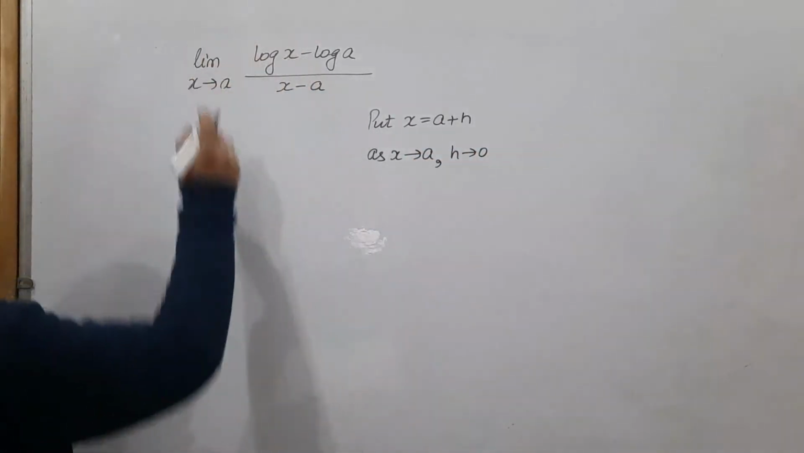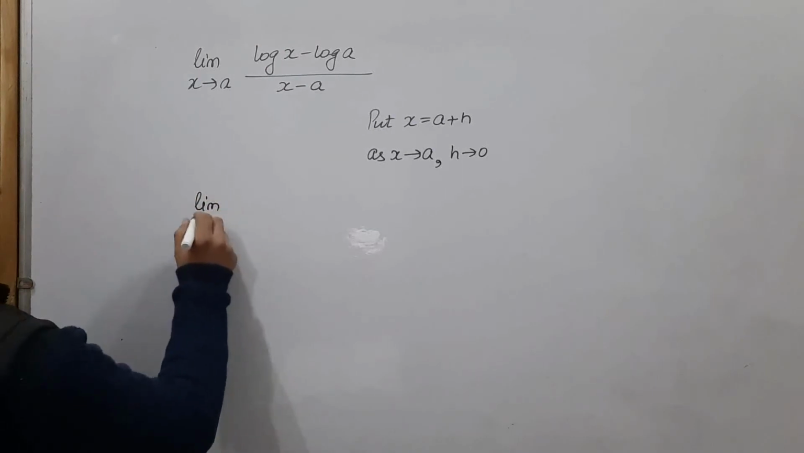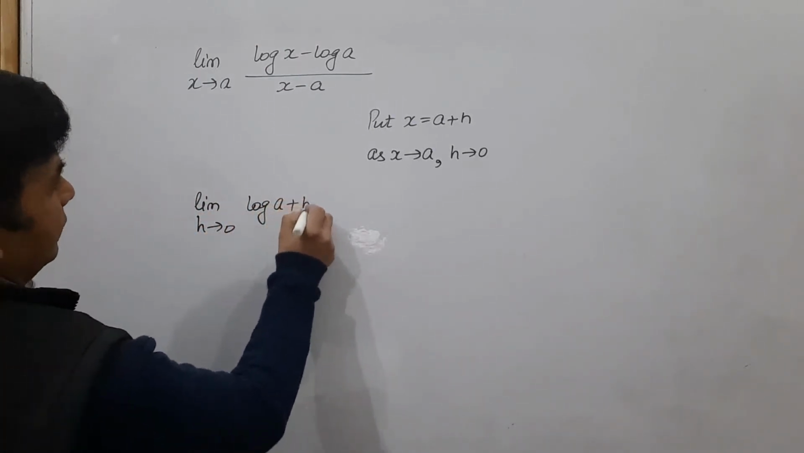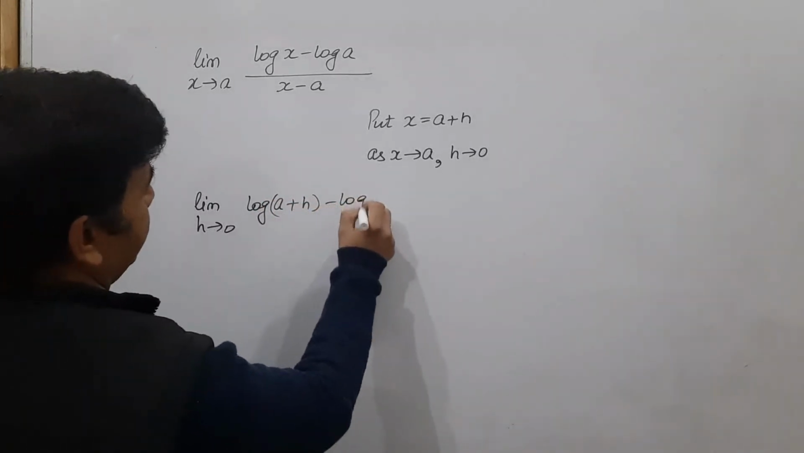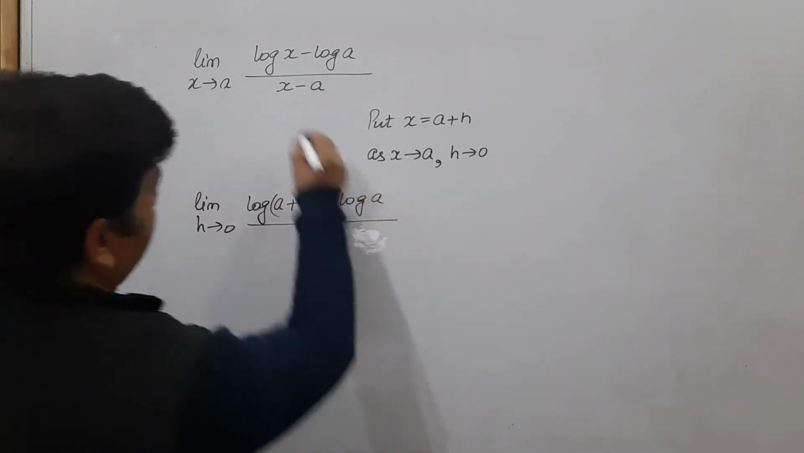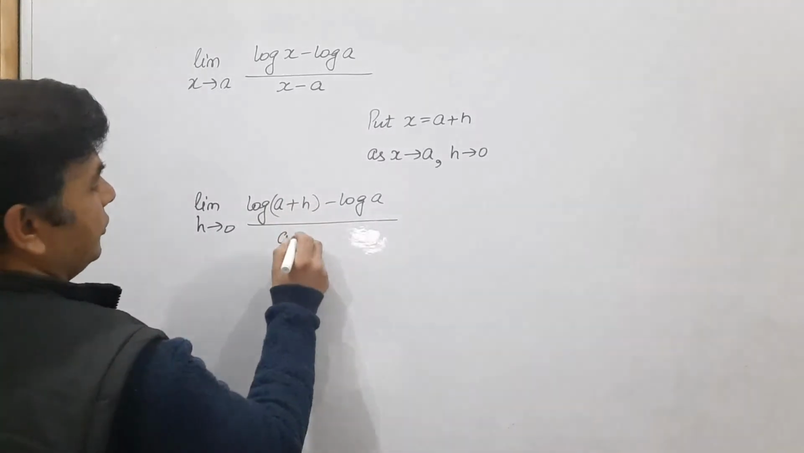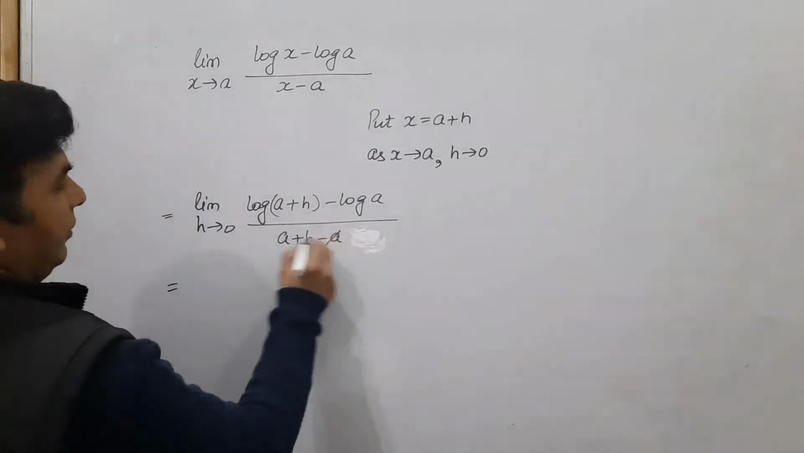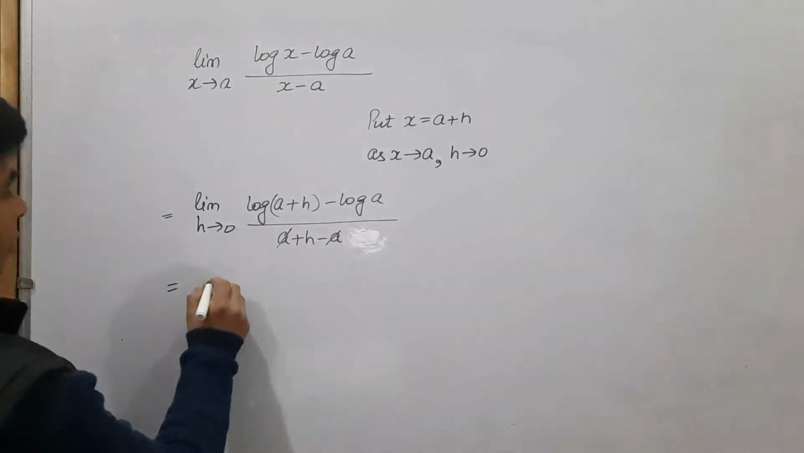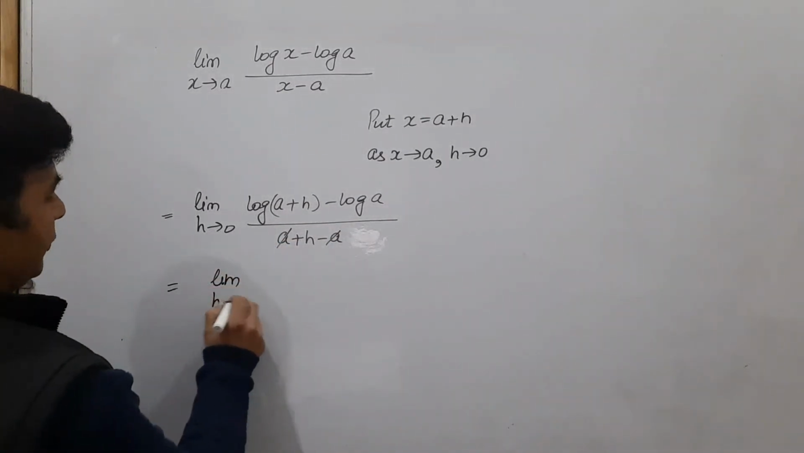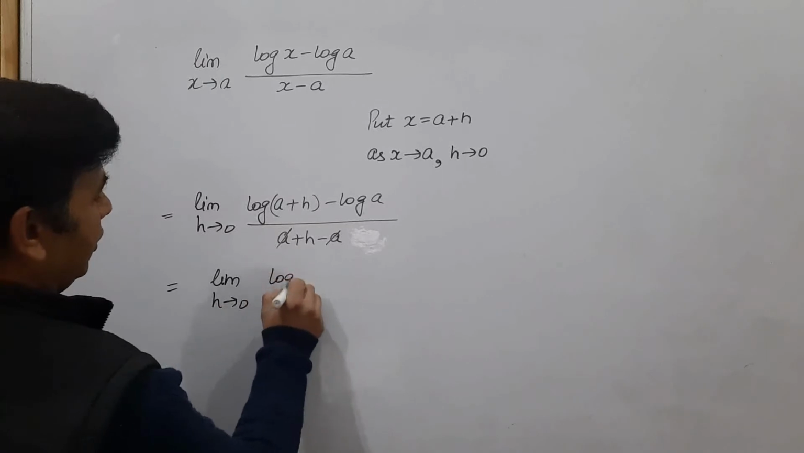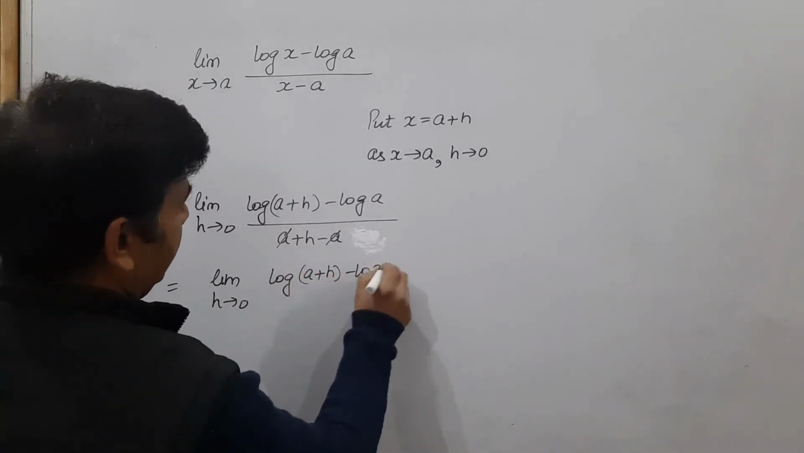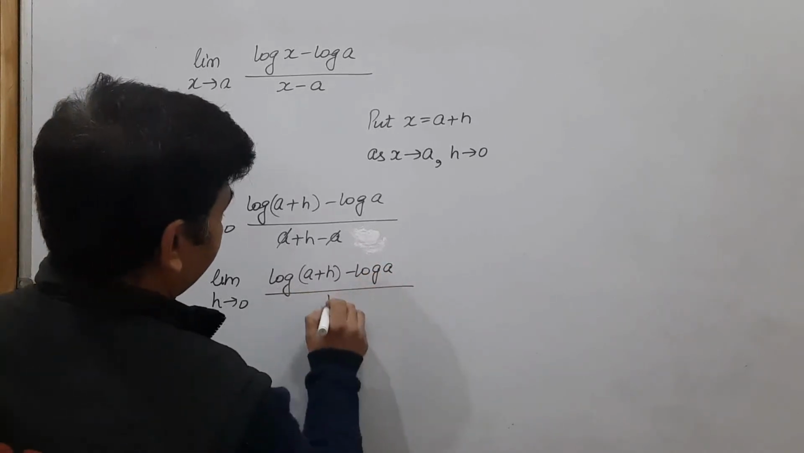So the question will now become limit h approaches to 0 log of a plus h minus log a upon, this is x is your a plus h minus a, and this can be written as a will be cancelled with a. This is your limit h approaches to 0 log of a plus h minus log a upon h.